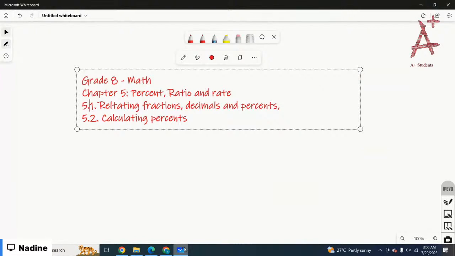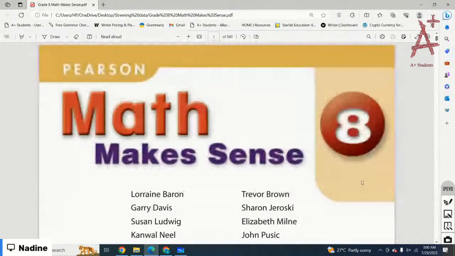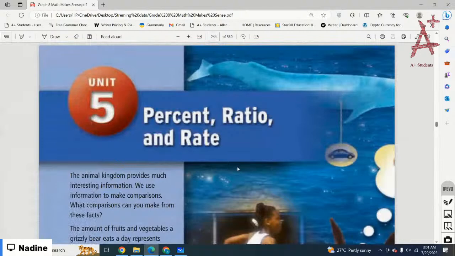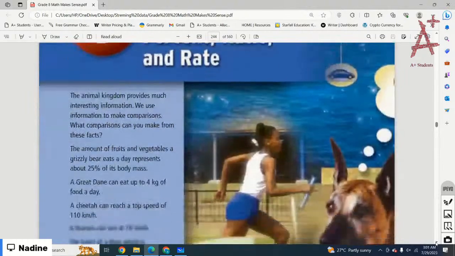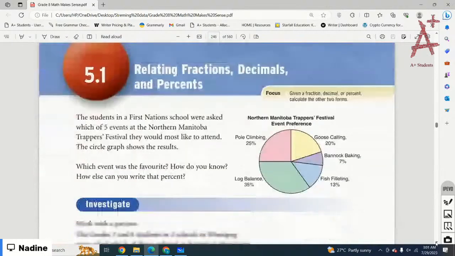So, we're working on the textbook Grade 8 Math Makes Sense. We're working on Chapter 5, that is percent, ratio and rate. Here is the book you can see, Pearson Math Makes Sense Grade 8, right? Here it is, percent, ratio and rate. Let's just start with the first lesson, that is relating fractions, decimals, and percents.